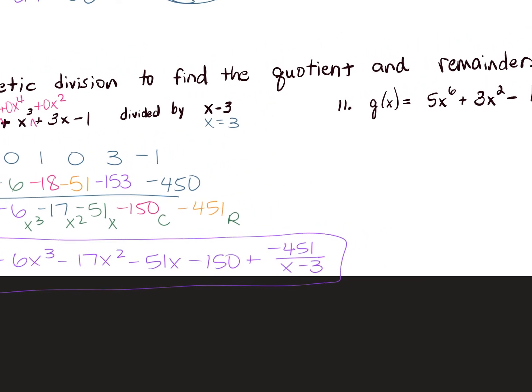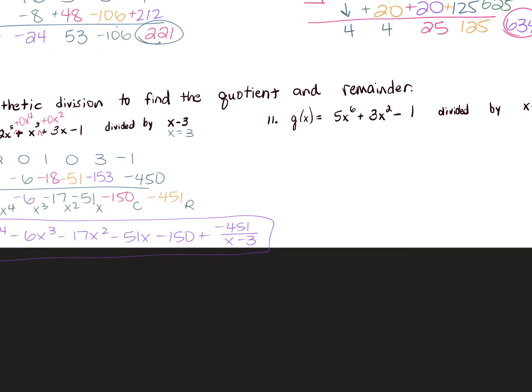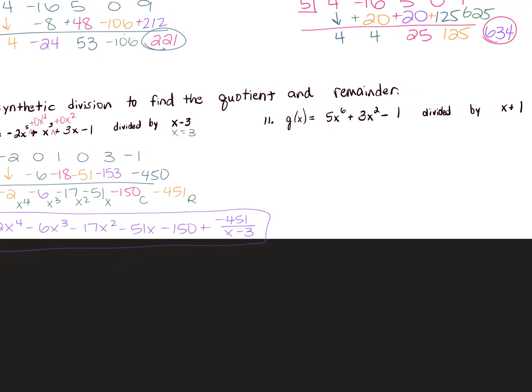For number 11, you have g of x is equal to 5x to the 6th power plus 3x squared minus 1, and you're dividing by x plus 1. That x plus 1 tells you that x is equal to negative 1. You're missing the x to the 5th, the x to the 4th, the x cubed, and the x. So we're going to have negative 1 on the outside.